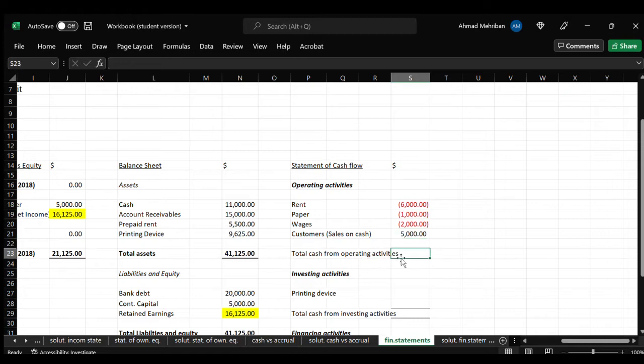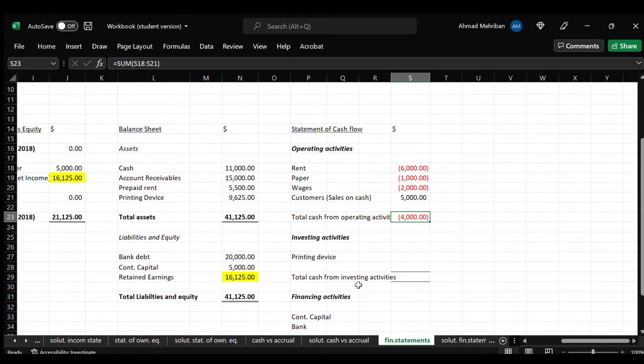Yes, so now we can summarize the operating activities. We can again use the formula. I like using formulas, but sometimes if I'm using a different type of computer, it gets really annoying. Okay, so we have negative cash, by negative I mean an outflow of cash of 4,000. That's our operating activities.